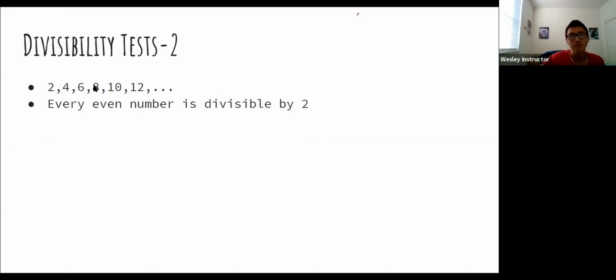Divisibility test 2. 2, 4, 6, 8, 10, 12. All of these numbers are divisible by 2. That means every even number is divisible by 2, and no odd numbers are divisible by 2.